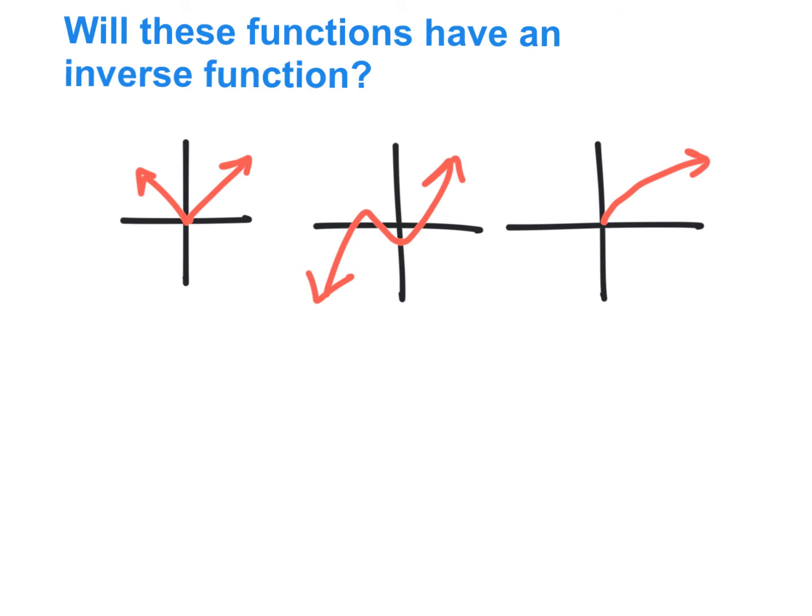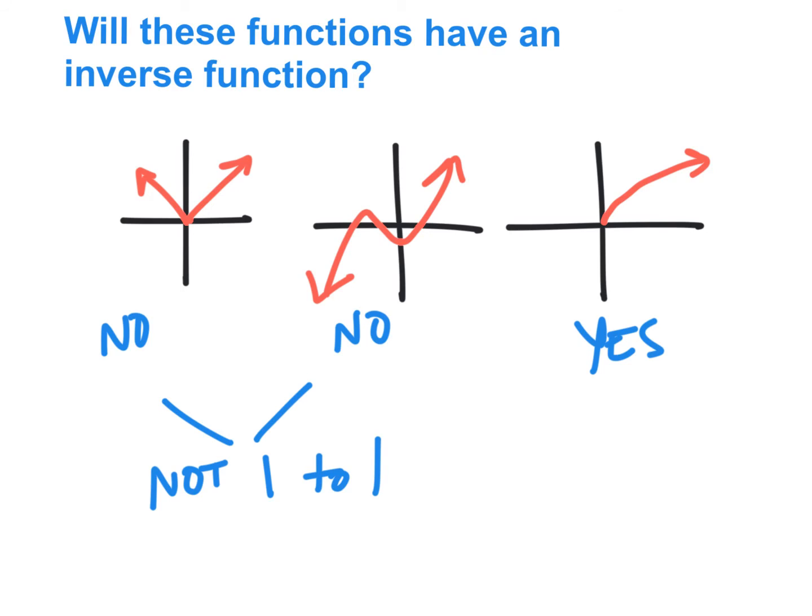All right, go ahead and try it on your own. Will these functions have an inverse function? Use the horizontal line test to see if these would have an inverse. All right, and we should see that these two do not pass the horizontal line test, so they are not one-to-one. That means that they are not invertible. Whereas this function does pass the horizontal line test, so it's invertible. It has an inverse.